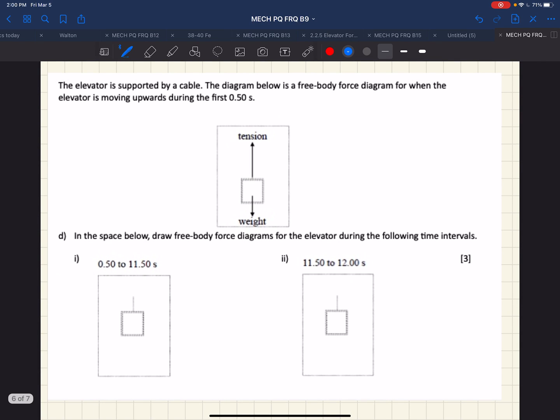So now we have an elevator supported by a cable, and we see these forces drawn like this. We can see they're intentionally not drawn equal, so that means there is a net force like this, for when the elevator is moving upwards during the first 0.5 seconds, and we know that's accelerating. And so that net force is what produces the observed acceleration.